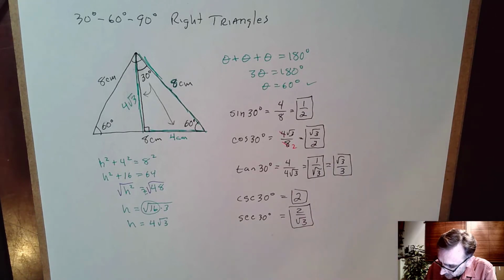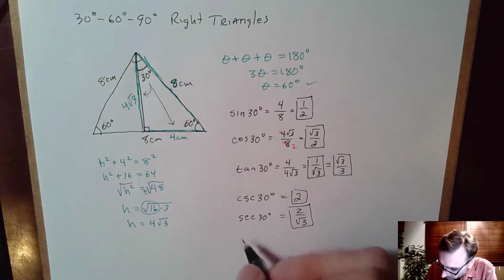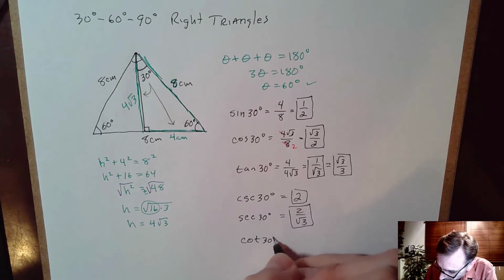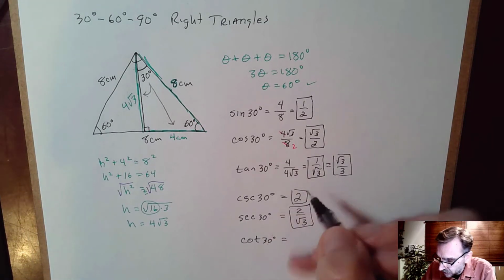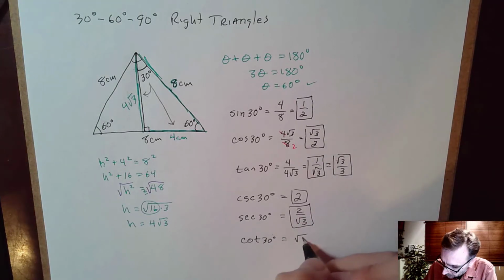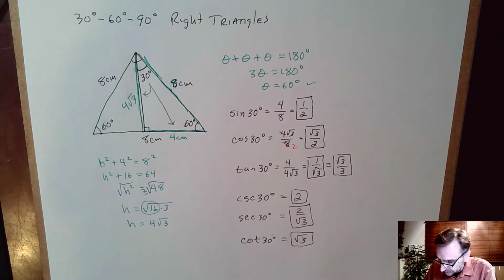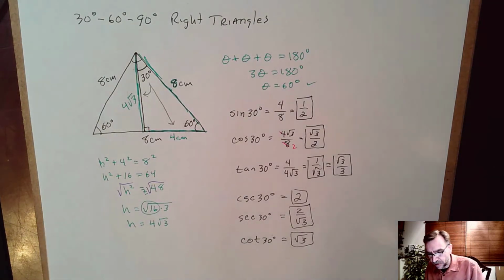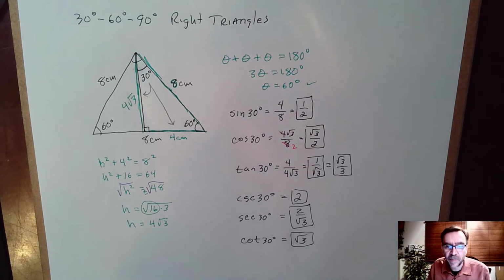And I'm going to leave that unrationalized. That's okay. And then cotangent of 30 degrees is going to be reciprocal of tangent. So I'll choose this version, 1 over root 3. The reciprocal of that is root 3. Okay? And that's your special 30, 60, 90 right triangle. We're supposed to memorize these, by the way.